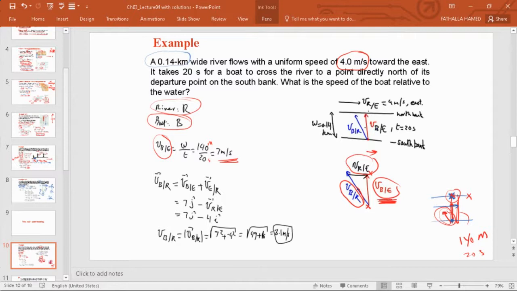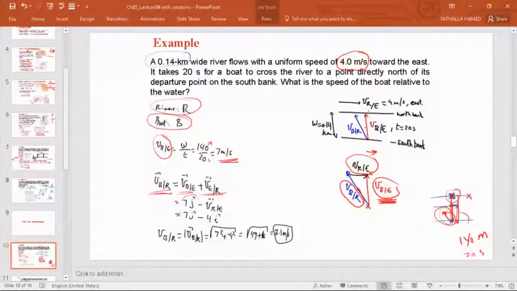So from this triangle here, you will say that the velocity of the boat relative to the river will equal the velocity of the boat relative to the earth, plus the velocity of the river relative to the earth. We put it here, earth to the river, just to show you that we can cancel the E with the E and we get the boat relative to the earth. Now, the velocity of the boat relative to the earth we want to achieve is 7, and I will use j hat because it's moving along the positive y-axis.